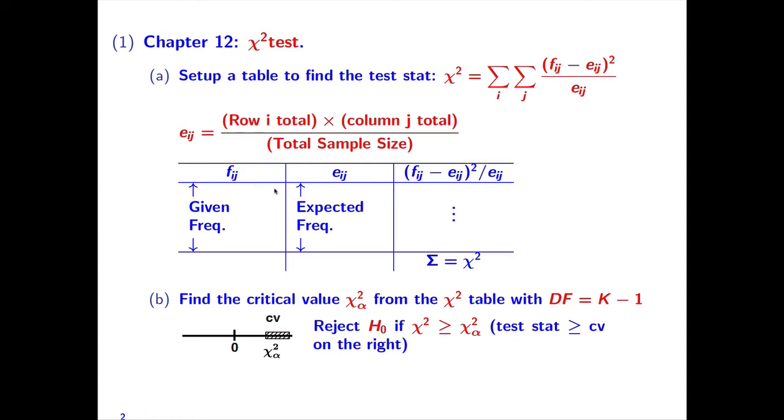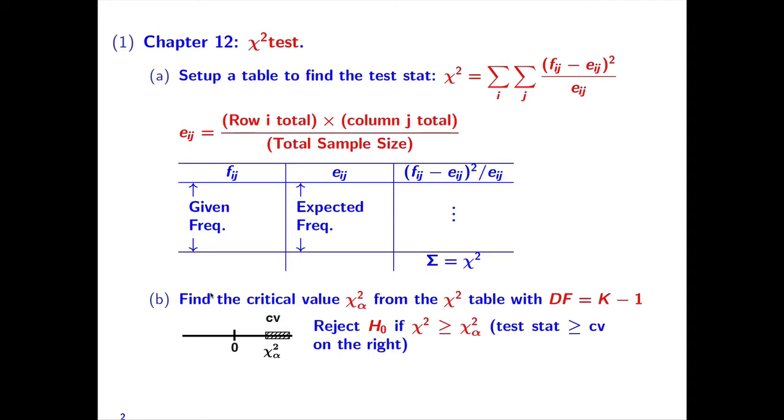And here is the table. Fij is the given frequency, or observed frequency, from the sample result table. And Eij is the expected frequency calculated by this equation. And then we are going to compute (Fij minus Eij) squared over Eij for each of the cells, and then we will sum them up to get the test statistic chi-square.